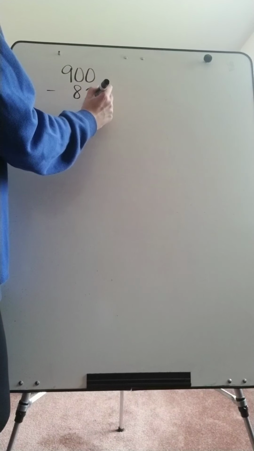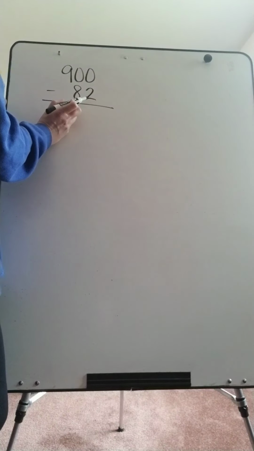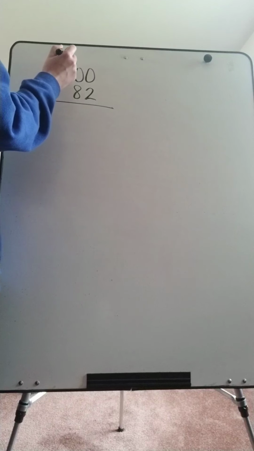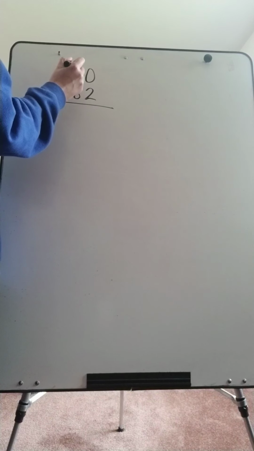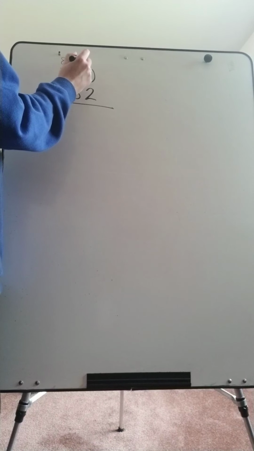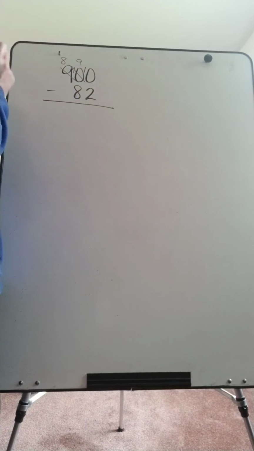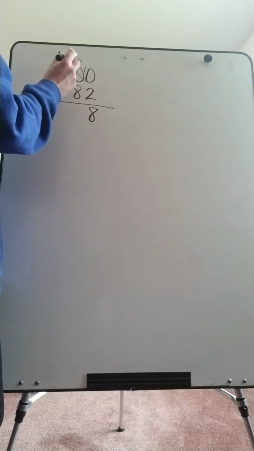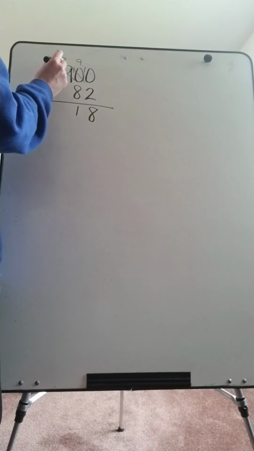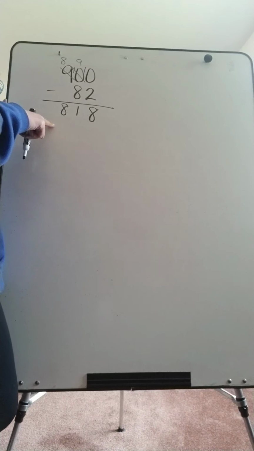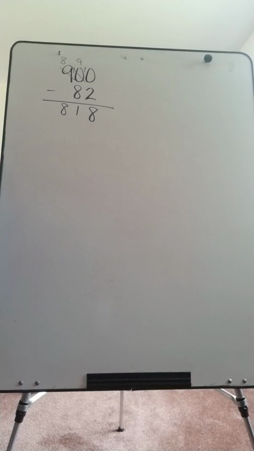So let's subtract 82. 0 minus 2, we can't do. We can't borrow from our neighbor because he's a 0. So we go to the next one. Cross out the 9, make it an 8. That becomes a 10. Cross that out, make it a 9. That becomes a 10. 10 minus 2 is 8. 9 minus 8 is 1. 8 minus nothing is 8. So now, after the first week, the tailor has 818 buttons.